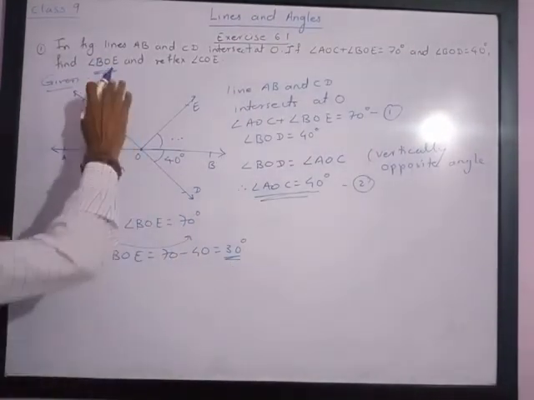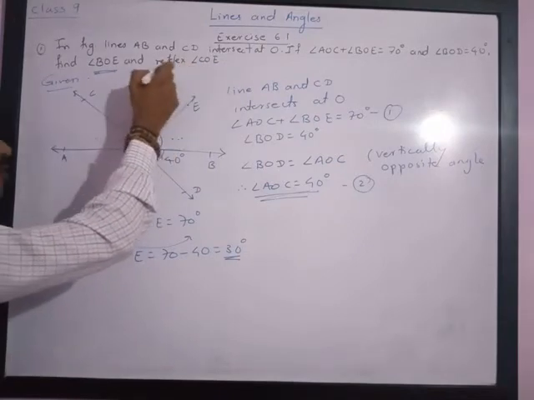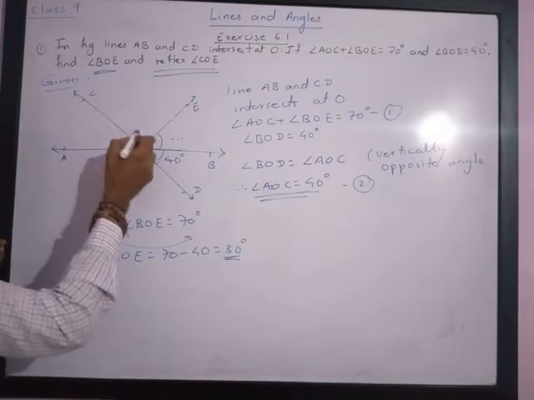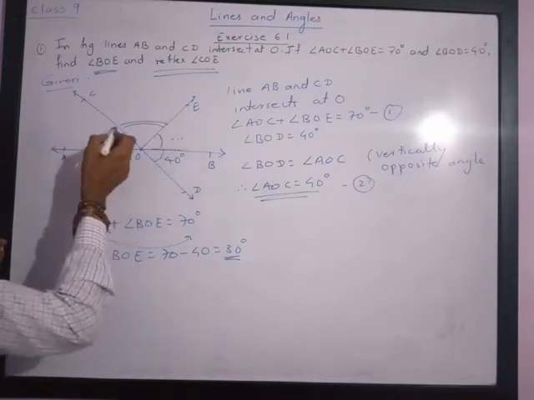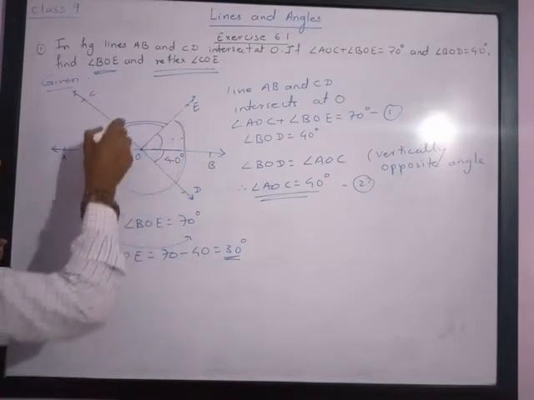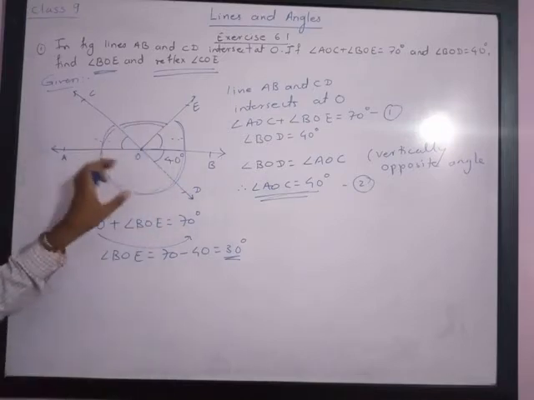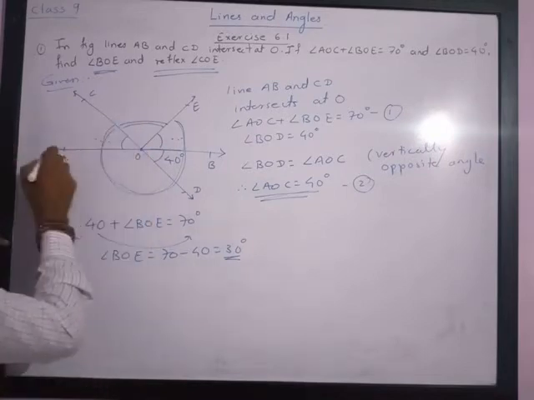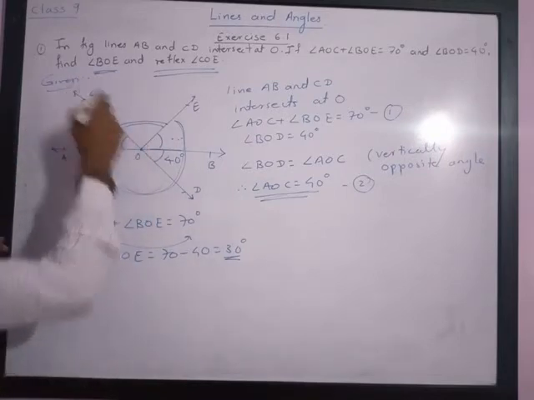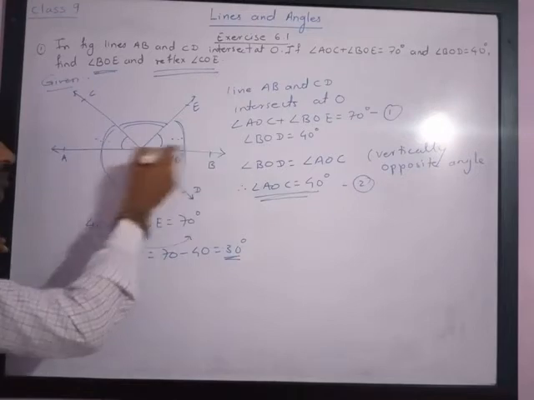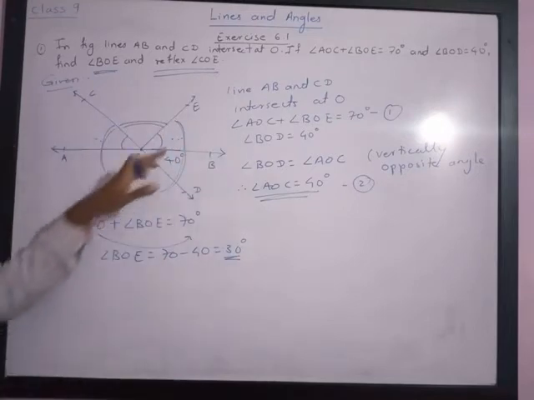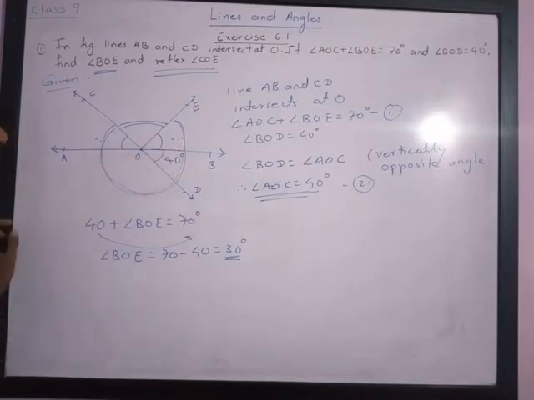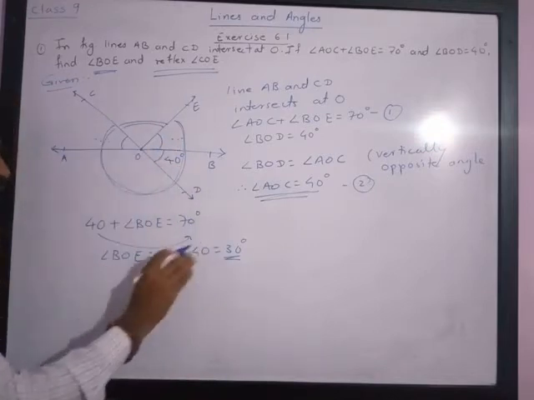Angle BOE is equal to 30 degrees, and reflex angle COE is asked. Reflex angle COE means this is angle COE and the reflex of it is this angle, the total angle. So first for this we need to find angle COE. Now see, this angle AOC plus angle COE plus angle BOE is equal to 180 degrees. Try to understand this.